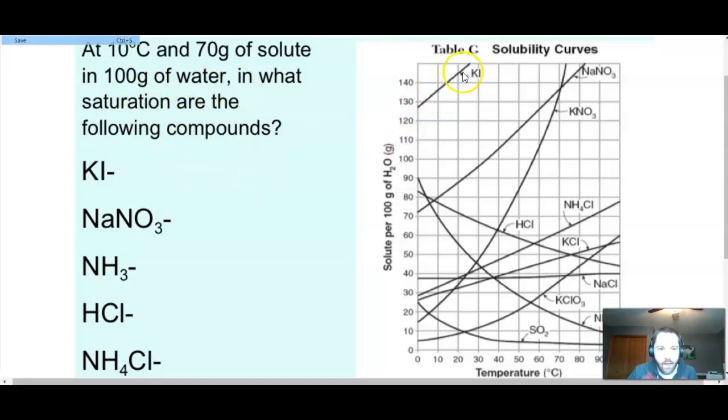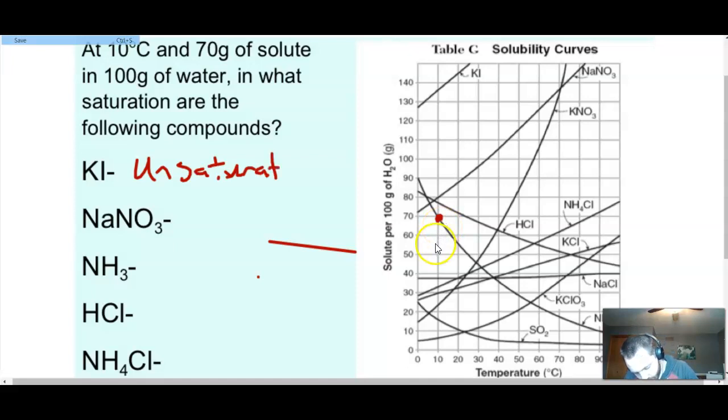We can find the potassium iodide way up here. It says at 10 degrees, 70 grams of solute. So 10 degrees, 70 grams of solute. I'm just going to put a point right there. And then it makes it pretty easy to answer all these questions. Potassium iodide is simply going to be, we are below that line, so that is unsaturated. NaNO3, so sodium nitrate, we're still below that line, so that is unsaturated. NH3, we're actually directly on that line, so that one is going to be saturated.